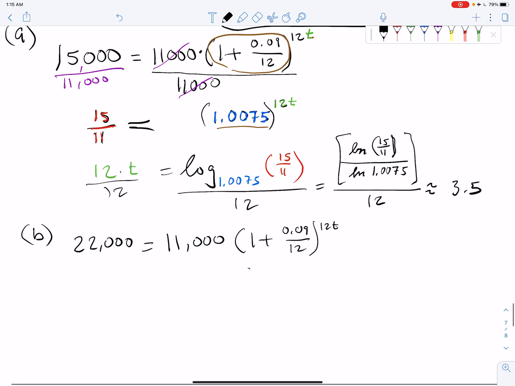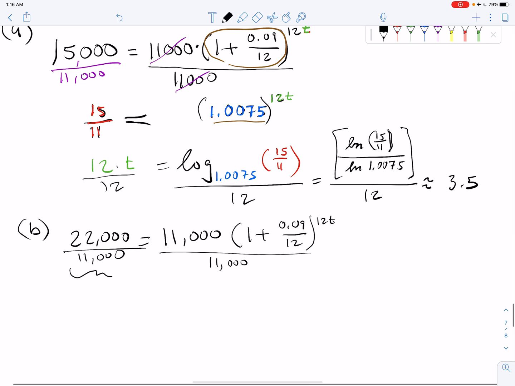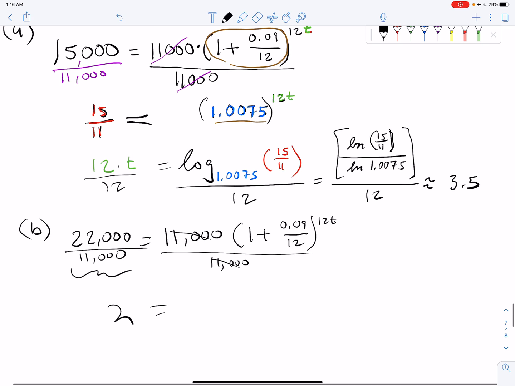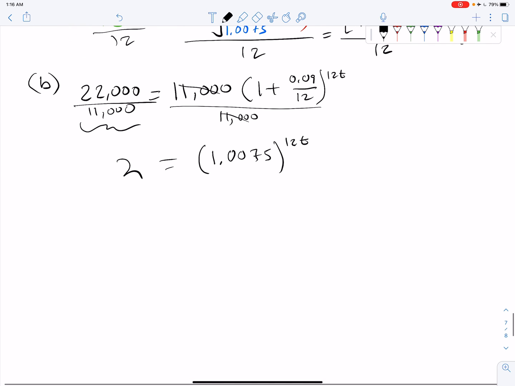Well, we already know that our first step was to divide out 11,000. Divide out 11,000, and that's exactly 2 when you divide that. And of course, we already found out that this is 1.0075, just like it was in the last problem, raised to the 12t. Hey, we have an exponent where we're trying to figure out the variable in the exponential position. So we could just use our logarithms.